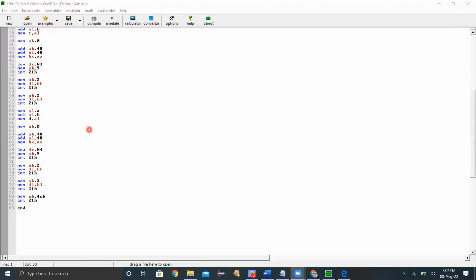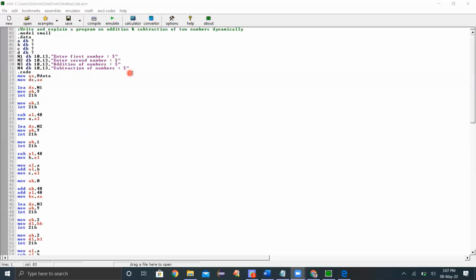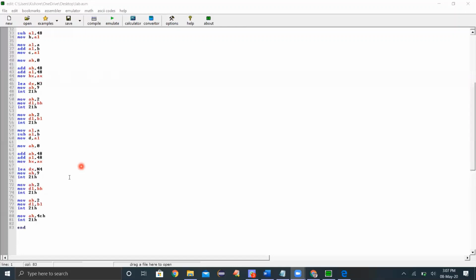Now again, the fourth message, N4, is printed. What is N4? Subtraction of numbers. The message "Subtraction of numbers" is printed on the screen. We use these three lines of code to print it on the screen.